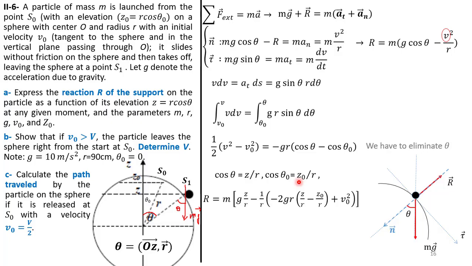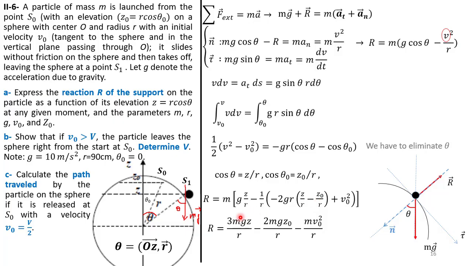Okay, finally, we can write that the normal reaction is equal to m, parenthesis, g cosine theta, which is g z over r, minus v squared over r. So v squared over r will give us all this quantity. So again, I replaced cosine theta with z over r and cosine theta 0 with z0 over r. So here we showed z over r and z0 over r.